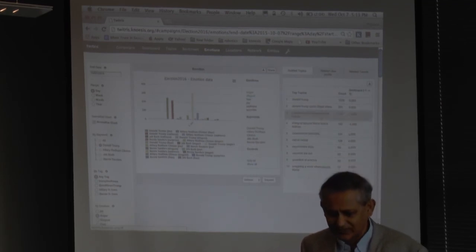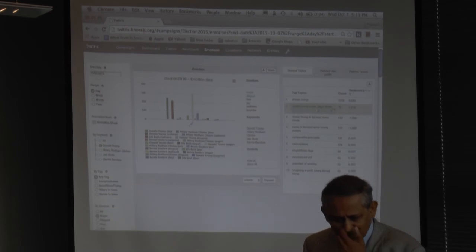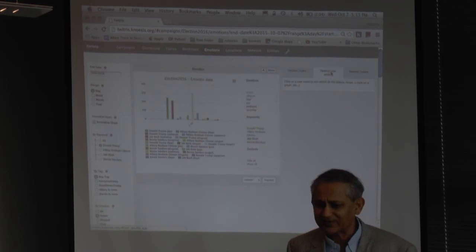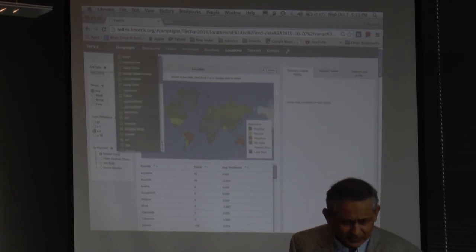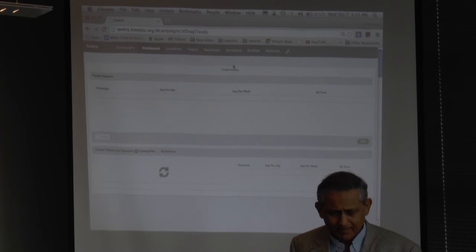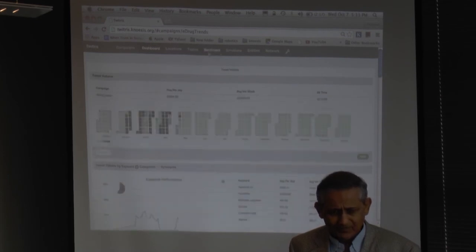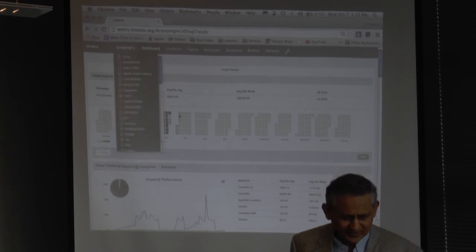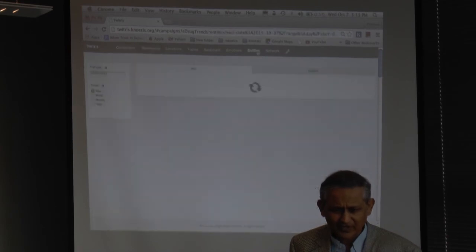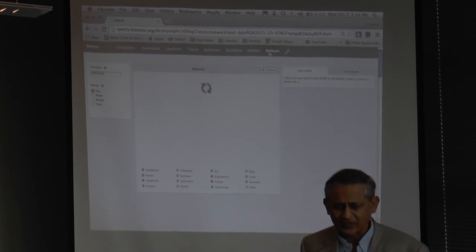And you can look at the tweets, whatever that is. And then you can look up who are these people talking about it, and so many, many things you can do about it. You can study a location. So, for example, in the eDrug trends, oh, that's okay. All right. So, I won't do that. But you get an idea now. And then you can find out the entities that are important, people, places. You can look up the network and so on and so forth.